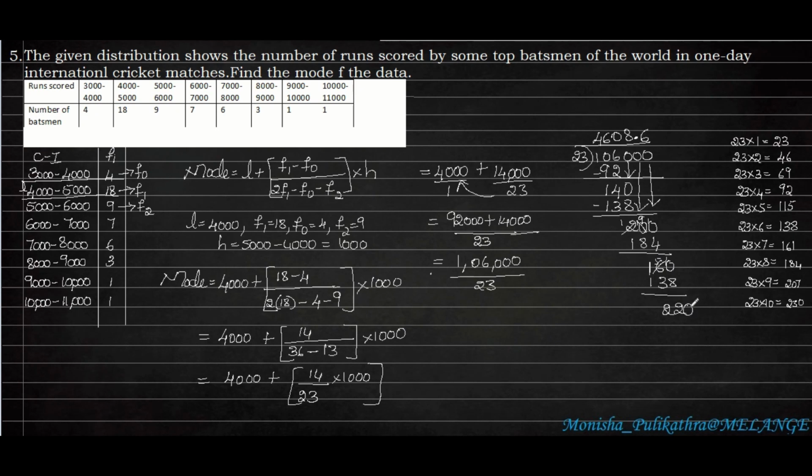Because of this point, I can put a 0 here, 220. So 23 10s are 230, whereas 23 9s are 207. So 13 remaining. After the decimal point, at least 2 numbers we have to take. So the mode value will become 4608.69. I hope you understood this.